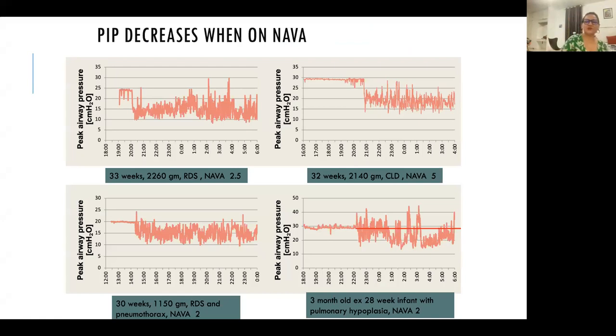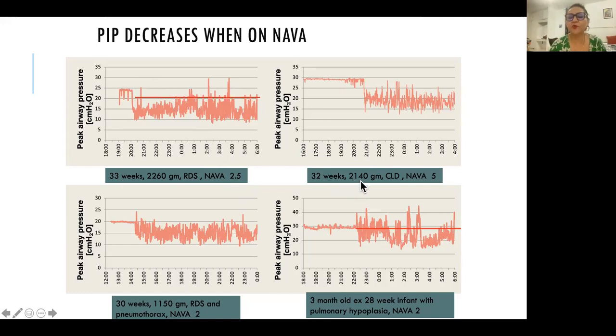Now, these are the examples of how the PIP has decreased when you put the baby from pressure control to Nava. So these are the 4 examples. A 33-weeker, 2,260 gram baby who was having RDS and was requiring a PIP of 25 and still was not maintaining his CO2 and O2. The baby was put on Nava, and with a Nava level of 2.5, you see what is happening to the pressures. The PIP has come down from 25 to 20.